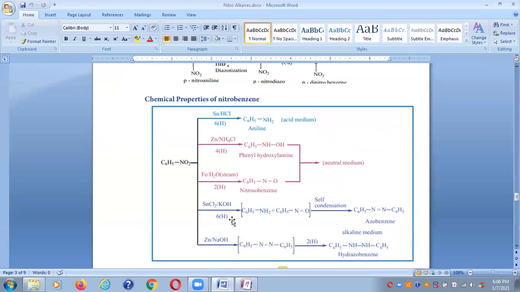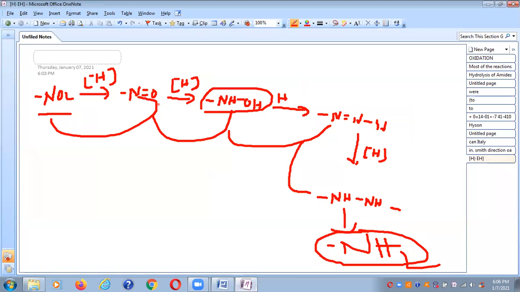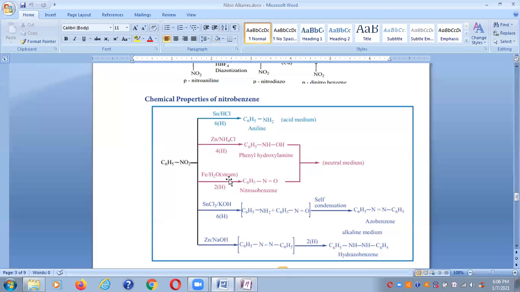Next, see, reduction in presence of steam. In presence of steam, what happens? This reaction takes place up to here only when in presence of iron and steam. So that is also a neutral medium. This is also a neutral medium, but when we are using zinc in presence of HCl, we get a hydroxylamine. But in the same neutral medium, if we run this reduction reaction by using iron and steam, then what happens? We end up with the formation of nitrosobenzene.